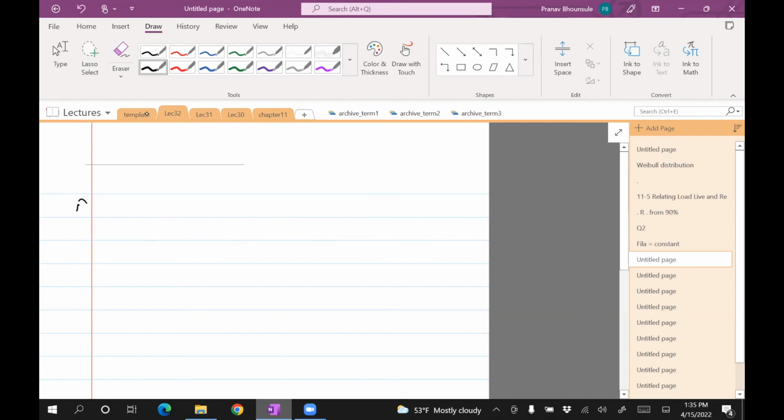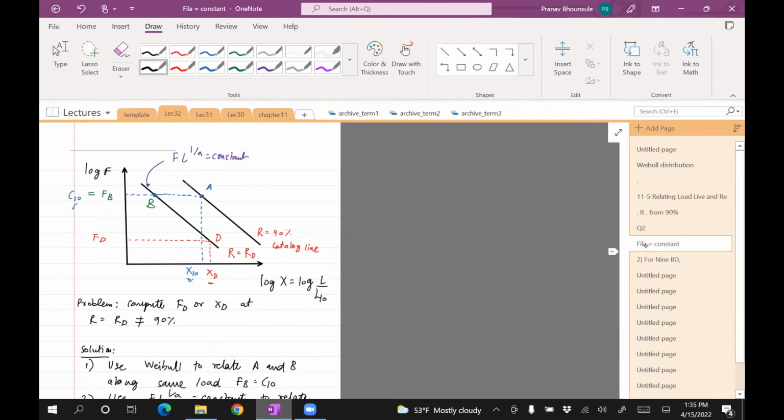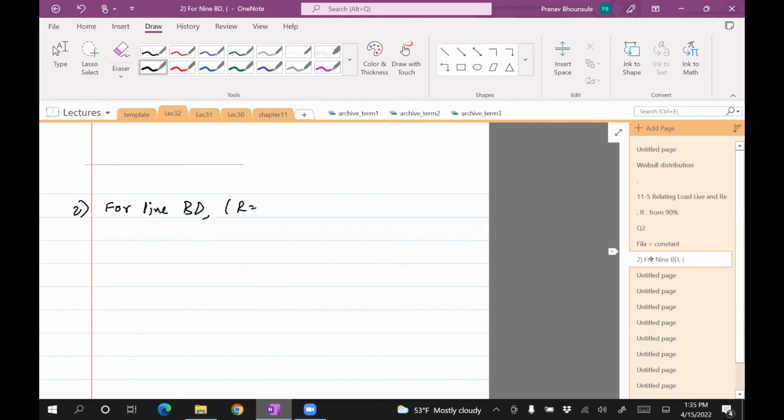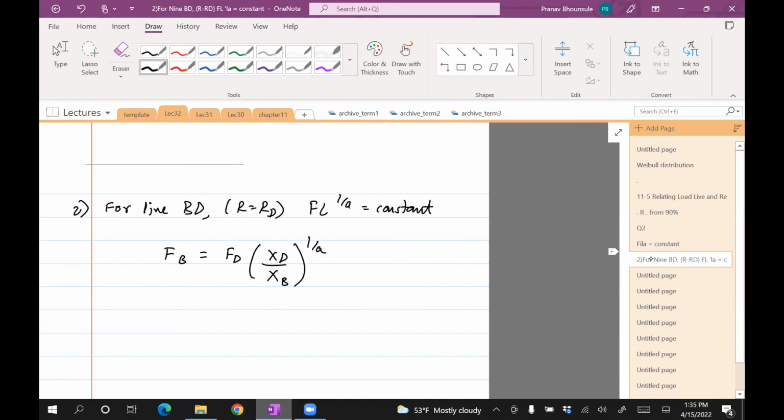Okay, so first for line BD, I actually do step 2 first, step 1 later. So step 2 for line BD. If you recollect, BD is this line at reliability R equals RD. We know that F times X raised to 1 over A is a constant. So we can write FB equals FD times XD divided by XB to the 1 over A. Call that equation 1. That was easy.